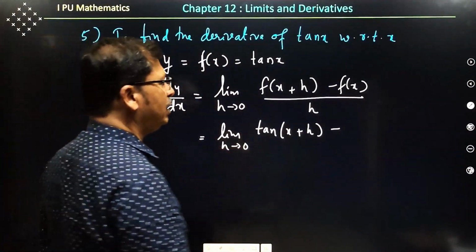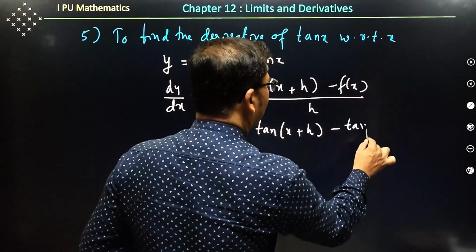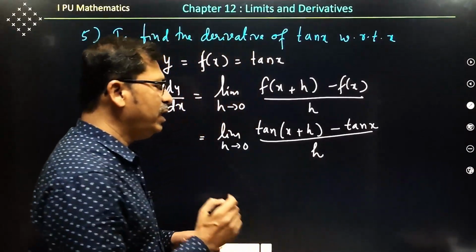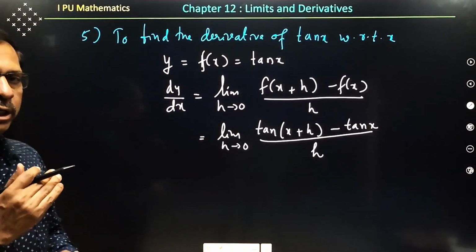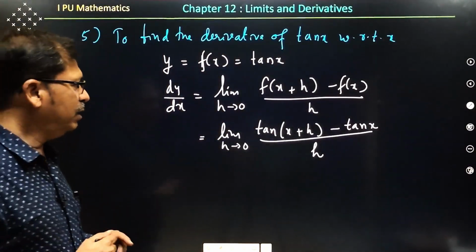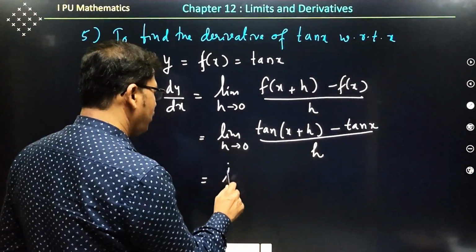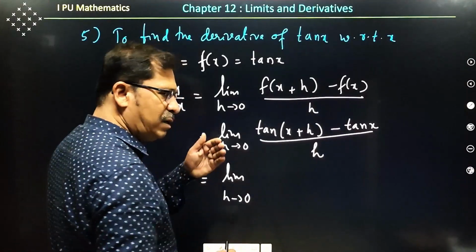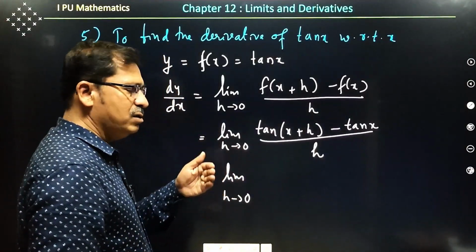f of x is nothing but tan x, whole divided by h. Tan of x plus h minus tan x, whole divided by h here. Now this is equal to limit h tends to 0, as it is. Tan x can be written as sin x by cos x.